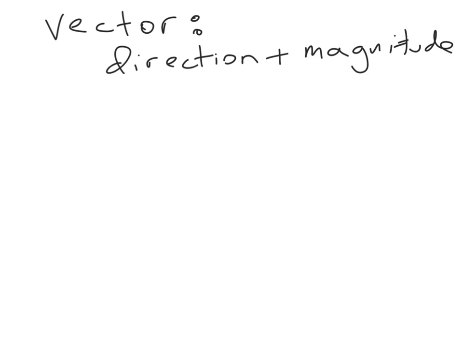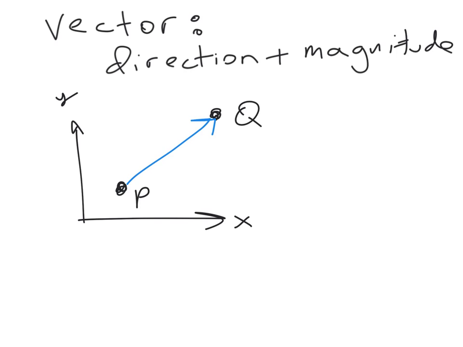So a vector is a quantity that has a direction and a magnitude. Here's a vector that goes from the point P to the point Q. So this vector gives us the displacement between these two points.